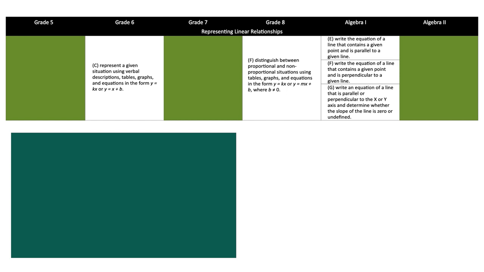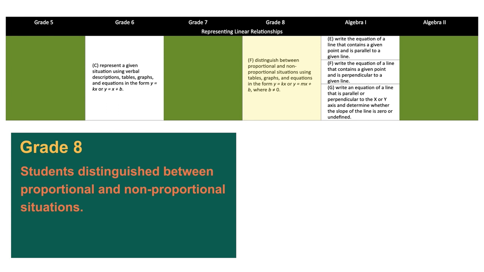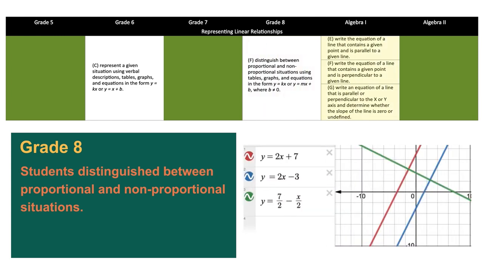The next 3 Algebra 1 standards are clustered together as they help students build skills in writing different types of equations. In 6th grade, students began to represent situations using multiple formats, including linear equations. Then, in 8th grade, they distinguished between proportional and non-proportional situations using multiple formats, including equations. This prepared Algebra 1 students in Unit 1 to write linear equations given points and certain characteristics, such as being parallel or perpendicular to another line.